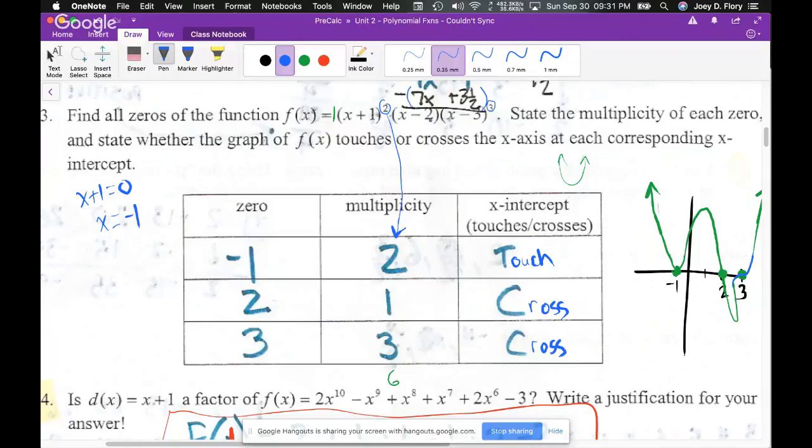Going to our next zero, 2. So if we take x minus 2, set it equal to 0, then we get 2 as our zero.